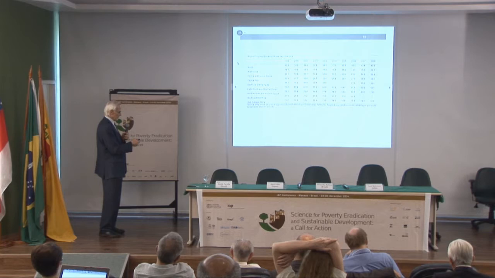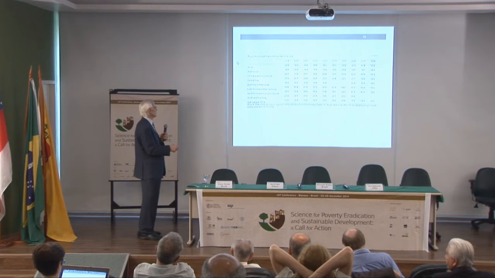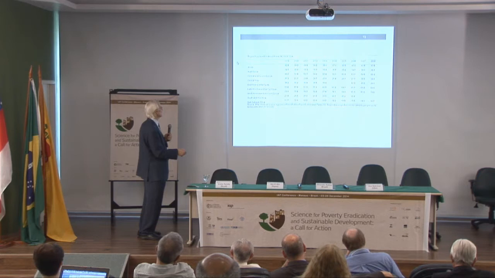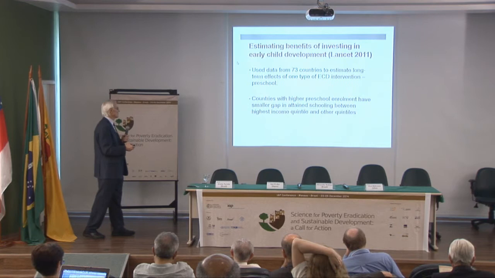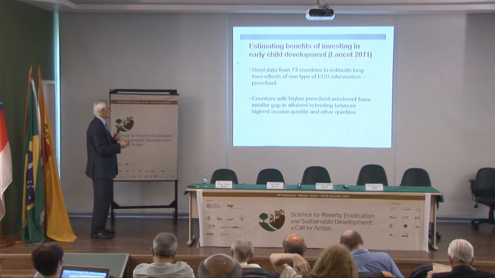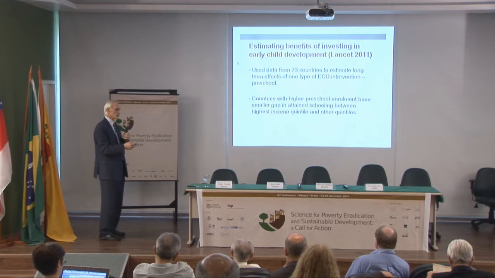This is preschool enrollment rates: 1999 for the world 33, 2008 for the world 44. A lot of variation across regions in the world. Latin America, for example, is up to 69. Sub-Saharan Africa, 17%. In Atlanta 2011, using data from 73 countries, we tried to estimate the impact of moving children from the lower quintiles of the income distribution to enrollment rates like those of children in the higher quintiles. So, a very poor program.